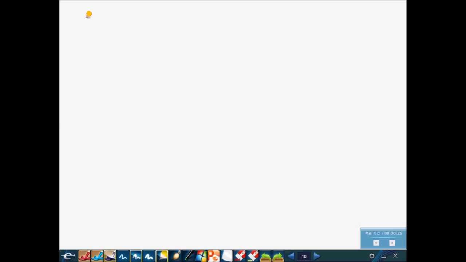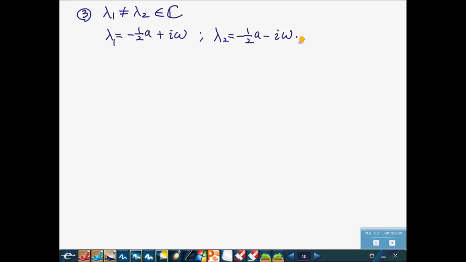So the third case, lambda 1 and lambda 2 are different. So we have two distinct values, but they are complex numbers. Alright, so lambda, from that equation, lambda 1 is minus 1/2 a plus i omega. Okay, I'm going to explain why we are using omega. Lambda 2 is minus 1/2 a minus i omega. Okay, that's plus minus square root of, and that square root is of a negative value.